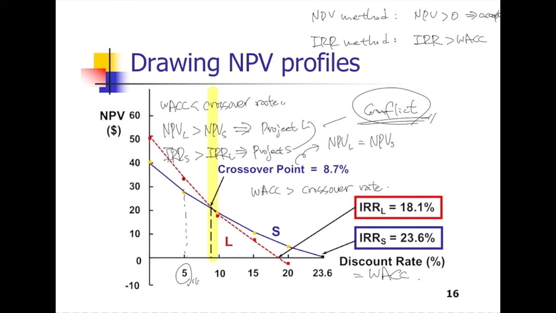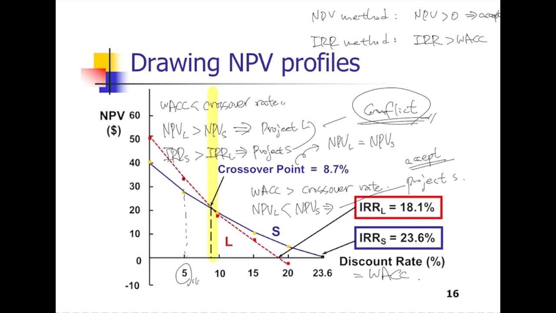So let's check this case. MPV L and MPV S, which one is larger? MPV S, right? Because it is above the MPV of project L. It is here, right? So we can accept project S.